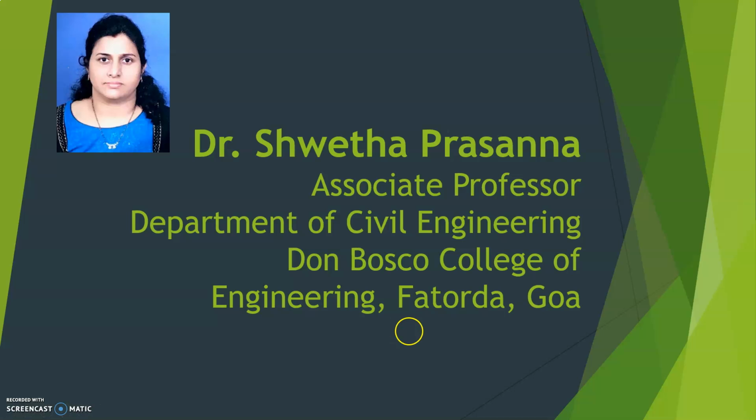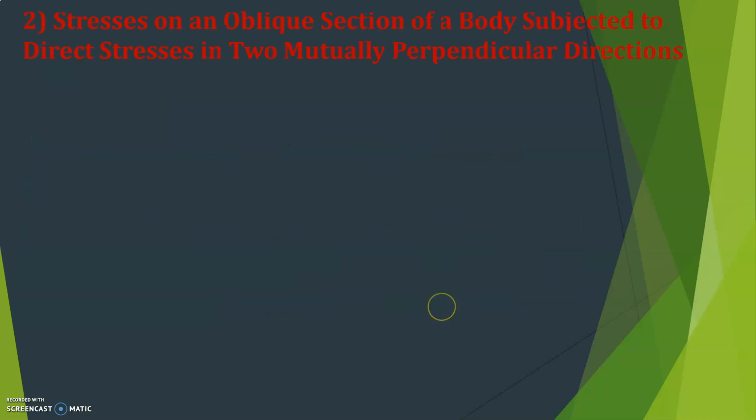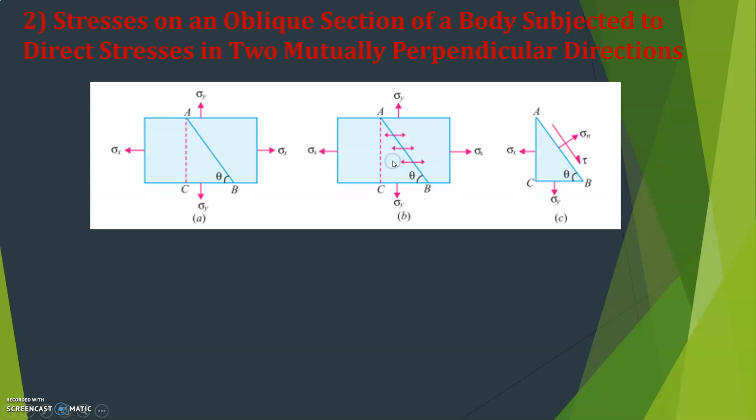Hello, my dear students. In the last class, I explained principal stresses, how to find the normal stresses or shear stresses when the body is subjected to one direction. Today, we will discuss stresses on an oblique section of a body subjected to direct stresses in two mutually perpendicular directions. Okay, let us consider this figure.